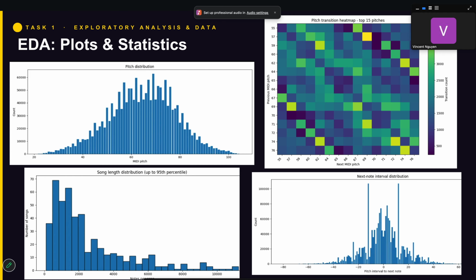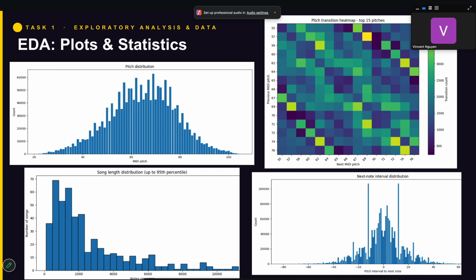The second graph, bottom left, is the song length distribution. Most pieces are relatively short to medium length, but some are much longer. Longer songs contribute more examples to the training data relative to the shorter songs.